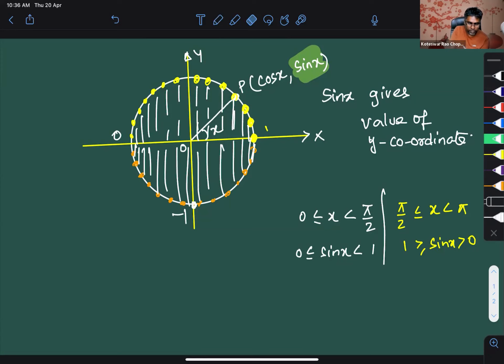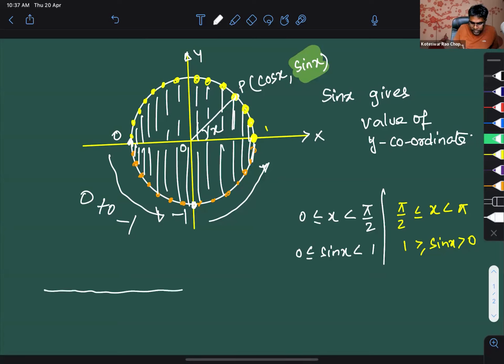And again, from this point, from here to here, you are going from 0 to -1. So that means you are actually decreasing in values. And again, from -1, if you're going till here, you're going from -1 to 0. So they are increasing.